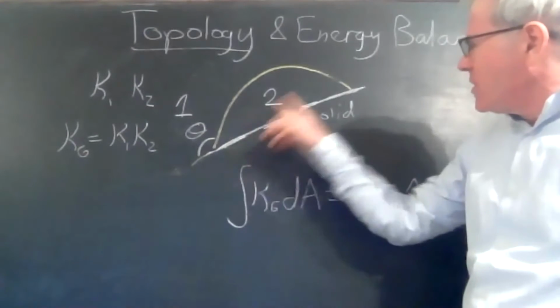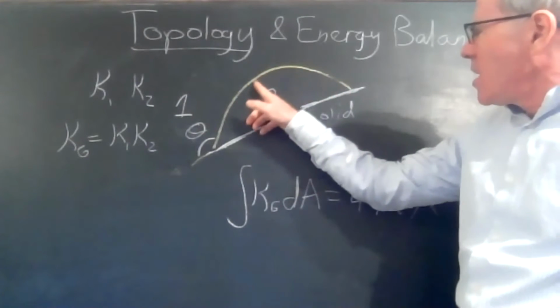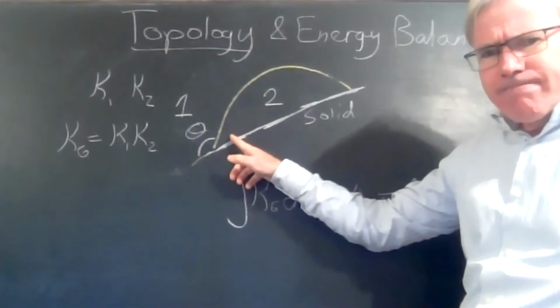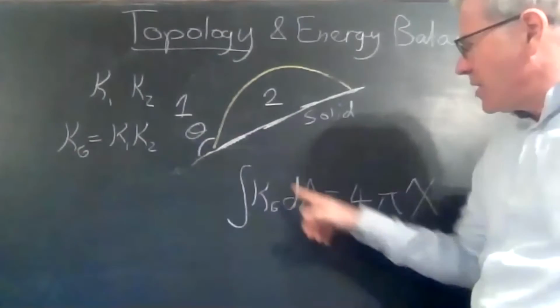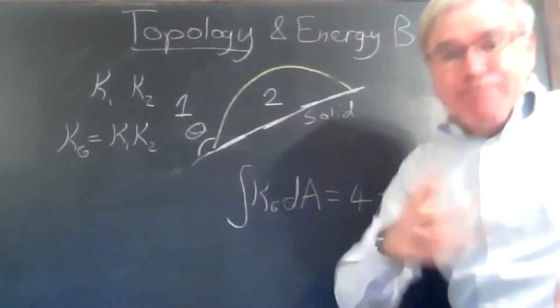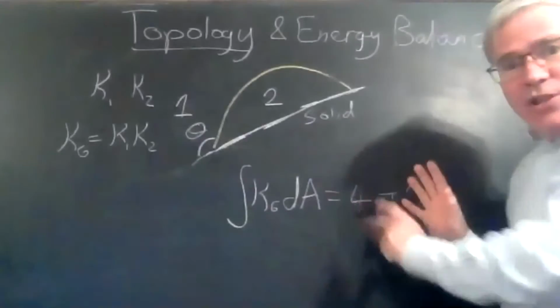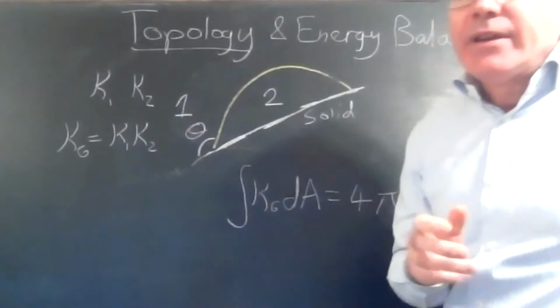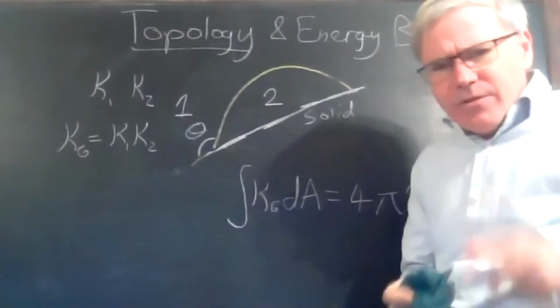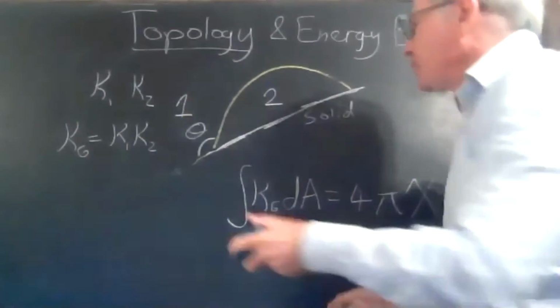So really what we want is the integral over this surface of the Gaussian curvature, and then there's going to be some contribution of the contact angle, and we know that that should equal 4 pi. Okay, that looks good, but there's a subtlety.